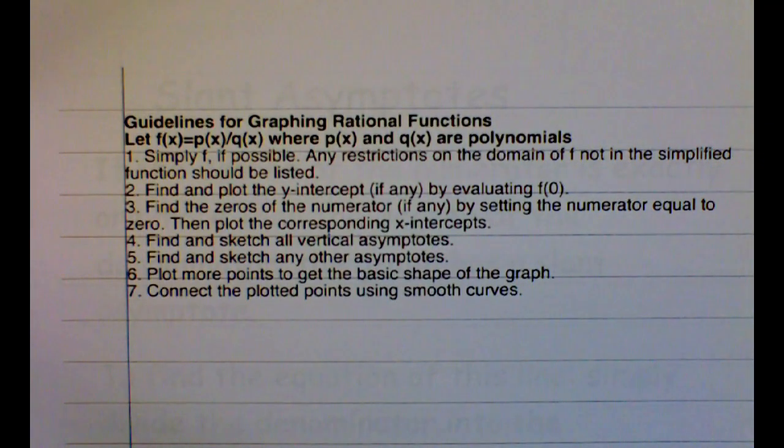Remember, p of x is standing for the numerator, q of x is standing for the denominator. We want to simplify it if possible. Any restrictions on the domain of f not in the simplified function should be listed. So if I can cancel a factor from the numerator and denominator, I still need to note that that denominator needs to be a hole in the graph.